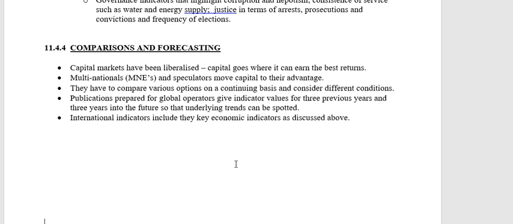They compare different indicators of different countries that they see as a possibility, and they will base their choices on what those indicators are doing. Without the indicators, they would not be able to make an informed decision.